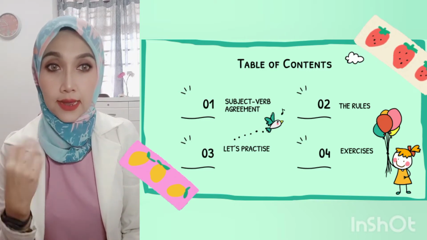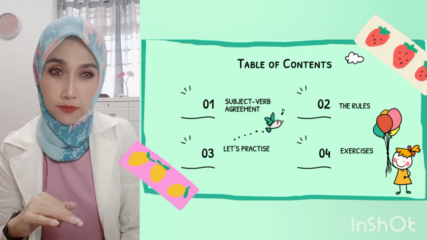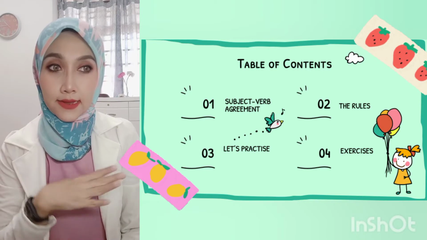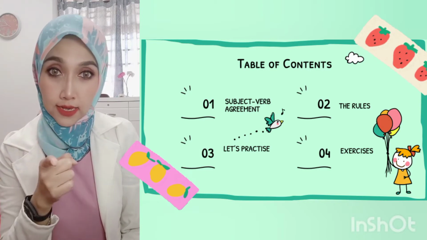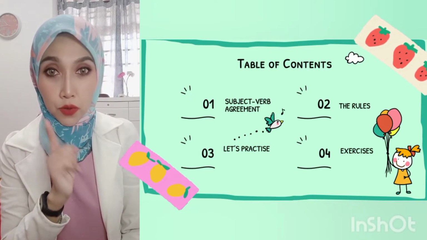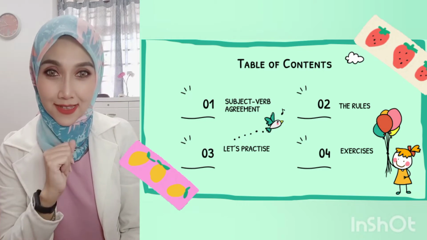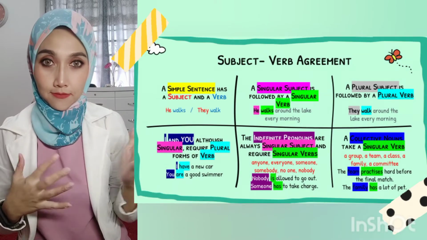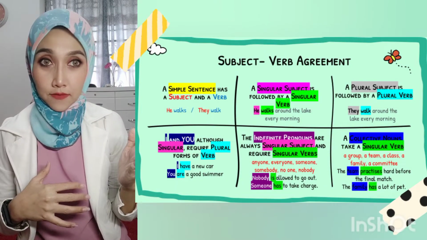Alright, then let's practice. We're going to do some exercises and we'll do them together. And the last one, the closure, will be your exercises. This one you have to do on your own to test your understanding. Okay, so let's start with subject-verb agreements.